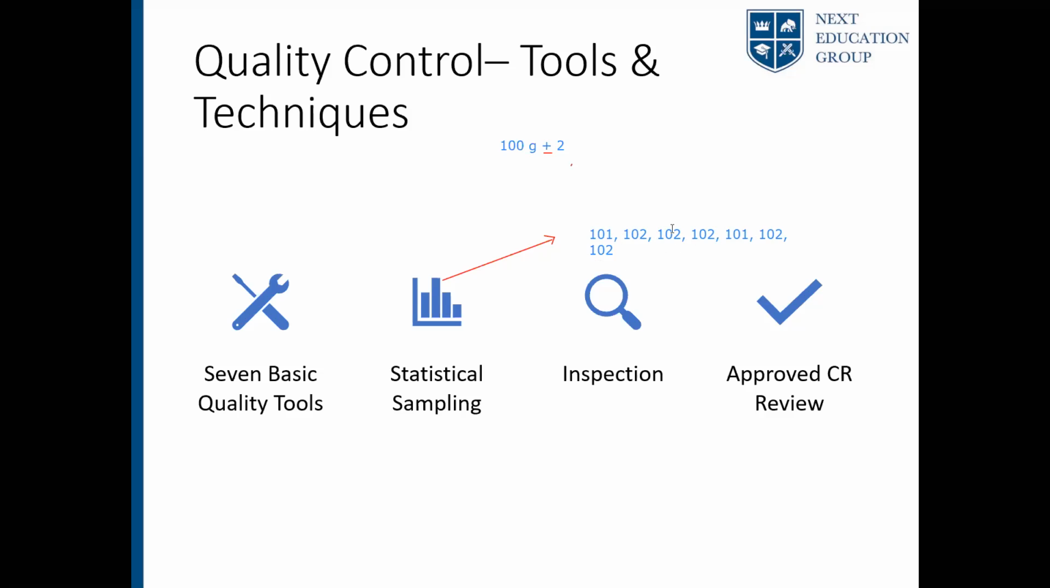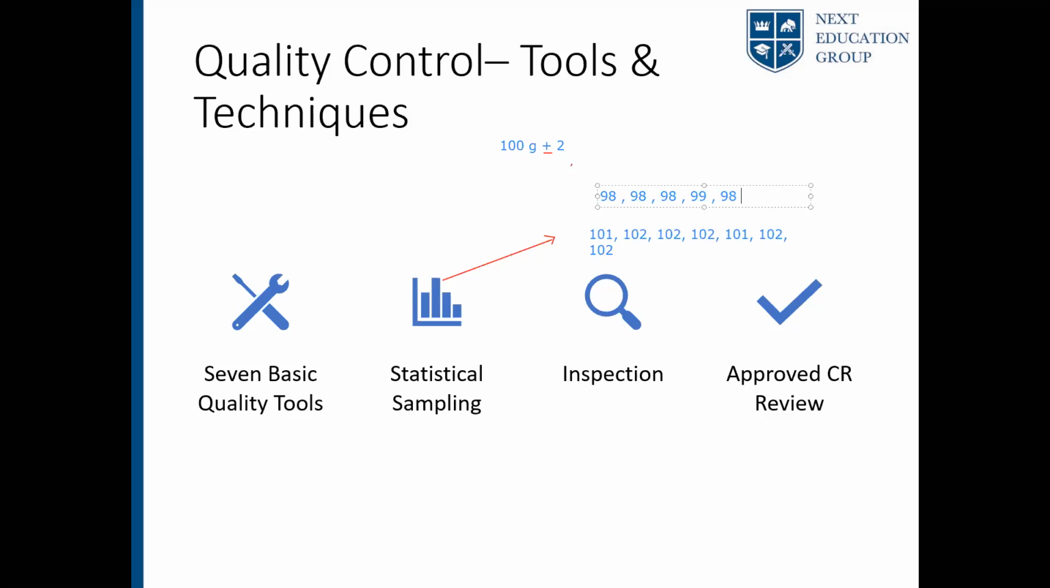On the other hand, if it is always 98, 98, 98, 99, 98, if it goes like this also, that means you are consistently not delivering on your promise to the customer. That's also bad. So statistical sampling is done to see the trend in which you are producing an item, the quality measurements.